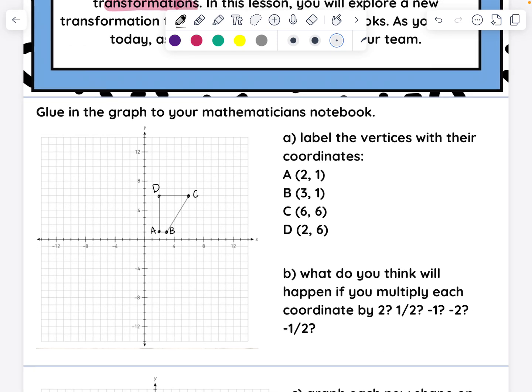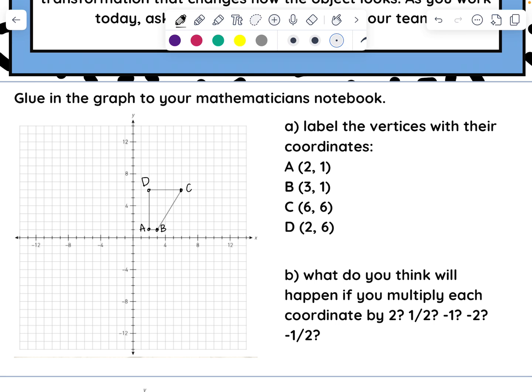What do you think will happen if you multiply each coordinate by 2? What about 1/2? What about -1? -2? -1/2? That's what we're going to explore today. Now remember, we've learned about scale factors before. When we scale up a number by a number that's larger than 1, the shape is going to get larger. If we scale it by a number less than 1, like a fraction, the shape gets smaller. But today we're going to discover what happens when we multiply by a negative.